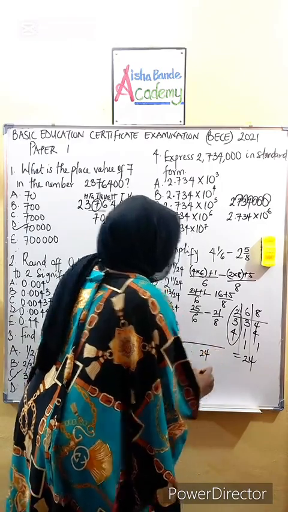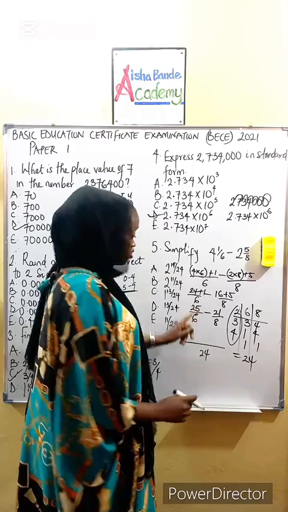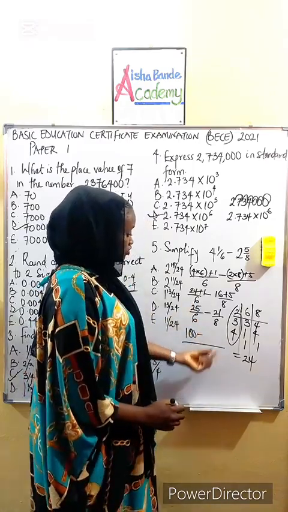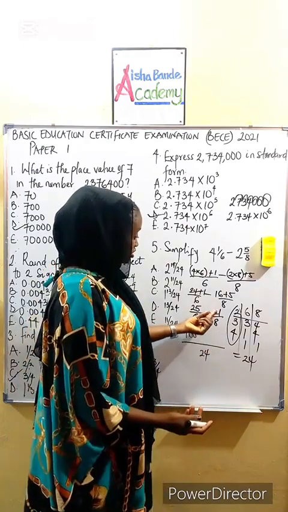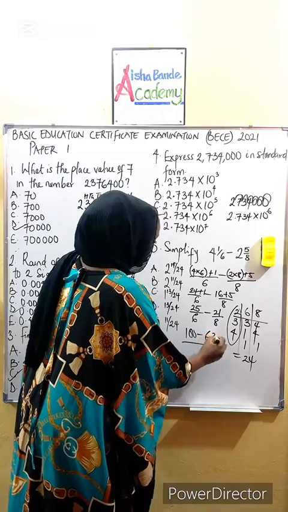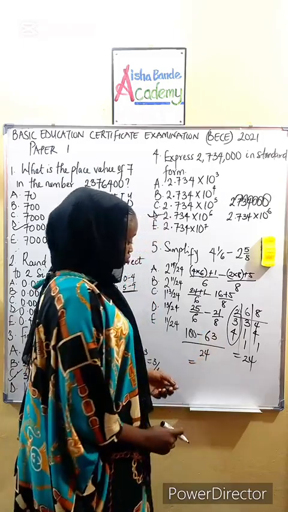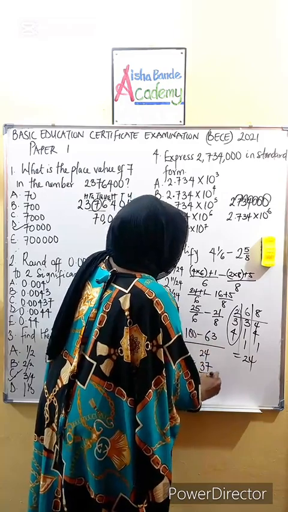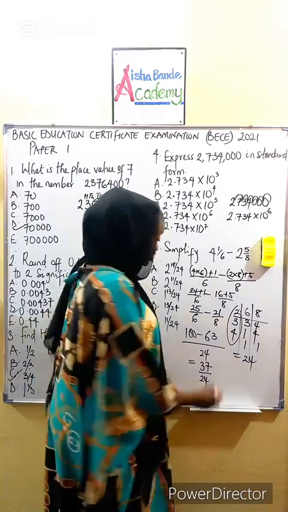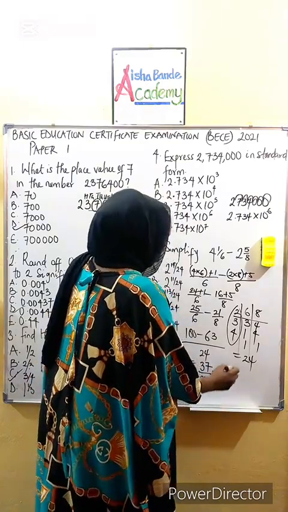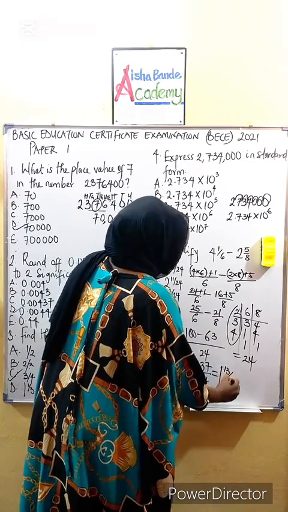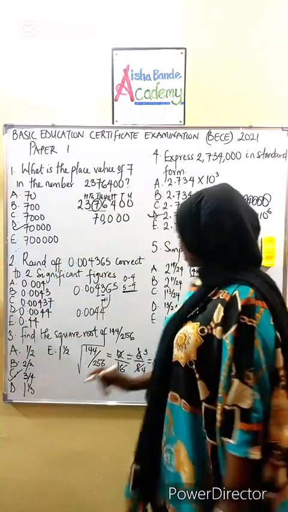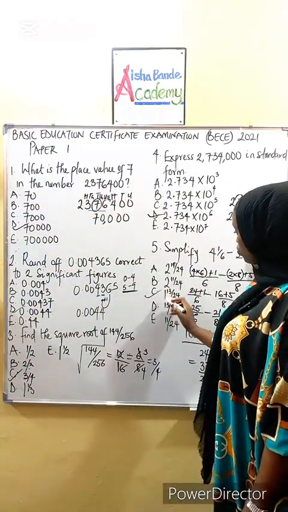So here we have 24 divided by 6 gives us 4. 4 times 25 is 100, minus 24 divided by 8 is 3, and 3 times 21 gives us 63. So at the end of the day, we have 100 minus 63, which is 37 over 24. This is an improper fraction. We can take it to a mixed number, which is going to be 1 whole number 13 over 24 as the final answer. Looking at the options, the correct answer is option C, 1 whole number 13 over 24.